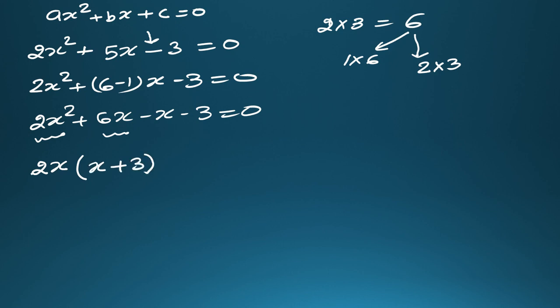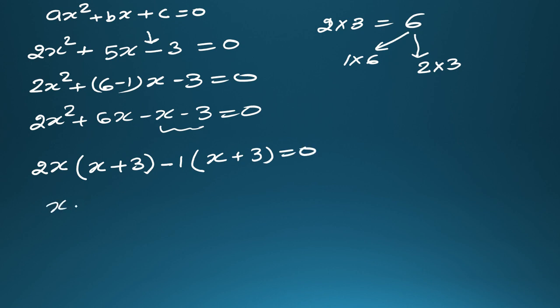See my dear students, taking common means you just need to divide each term by the common number. For example, 2x square divided by 2x, what will you get? x. Then 6x divided by 2x, what will you get? 3. So taking common is simply a division process. Now, from the next two terms you can see nothing is common except minus 1. So minus 1 can be taken common. So it will be x plus 3 equals to 0.